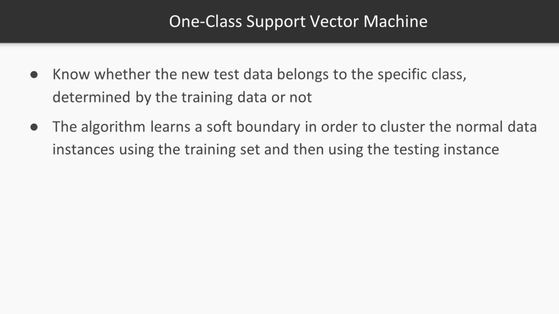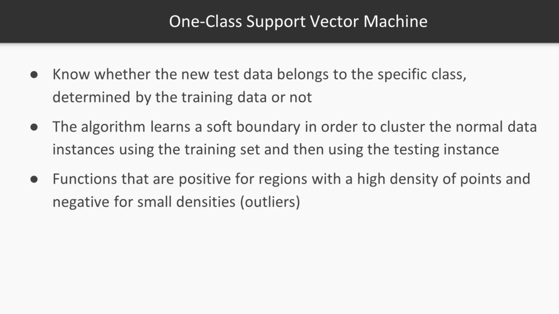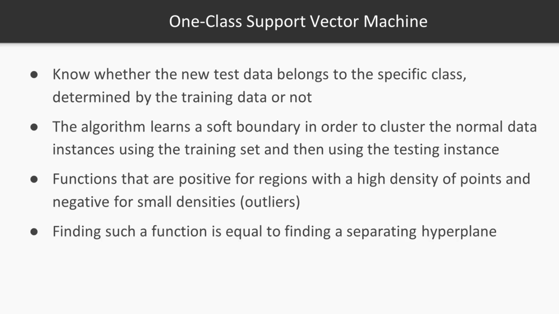The algorithm learns a soft boundary in order to cluster the normal data instances using the training set and then using the testing instances. It tunes itself to identify the abnormalities that fall outside the learned region. In other words, we will be looking for functions that are positive for regions with high density of points and negative for small densities, which will be considered as outliers. Finding such a function is equal to finding a separating hyperplane.